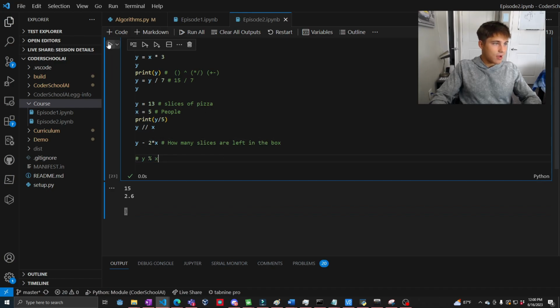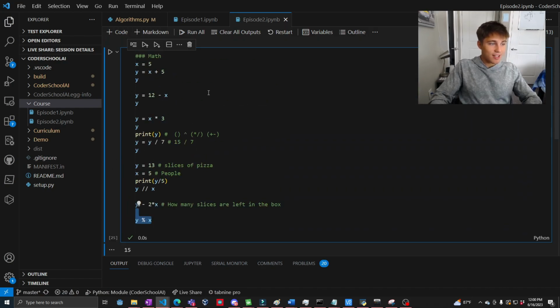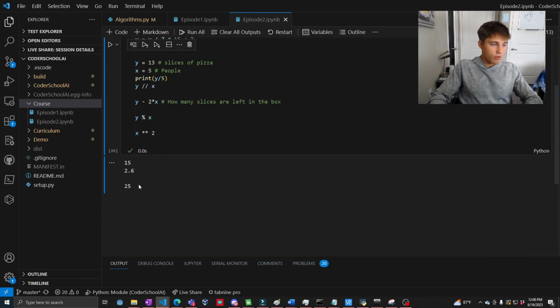I'm going to comment this out and just demonstrate that those numbers don't change even if I'm running this afterwards. So this is basically the essence of math. You have a couple more things, like if I have x and I want to raise it to some, let's say 2, right? X is equal to 5. That's going to give us 25.